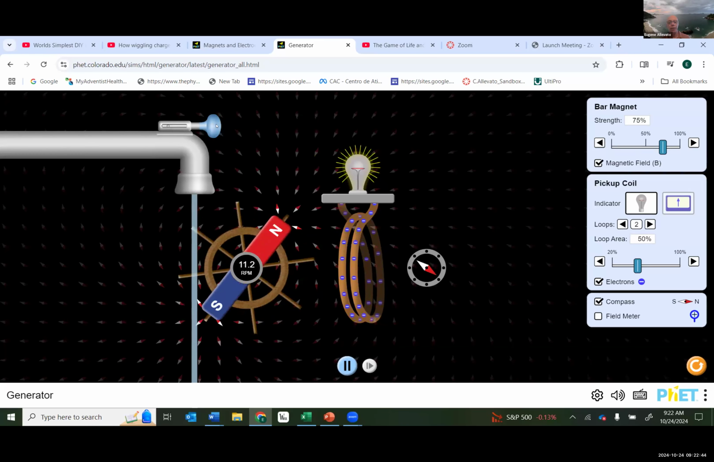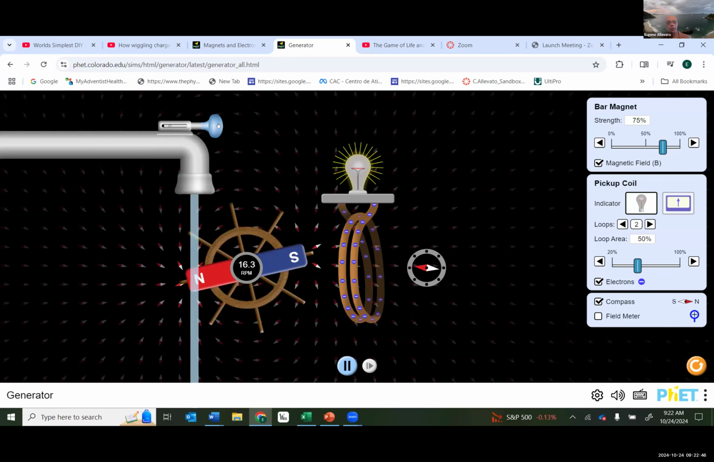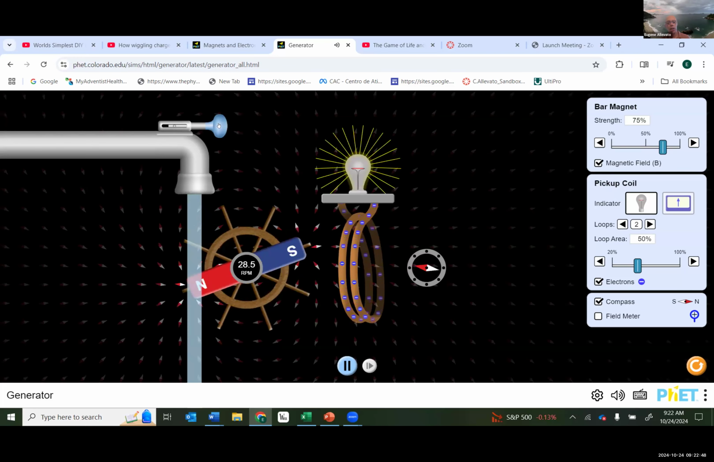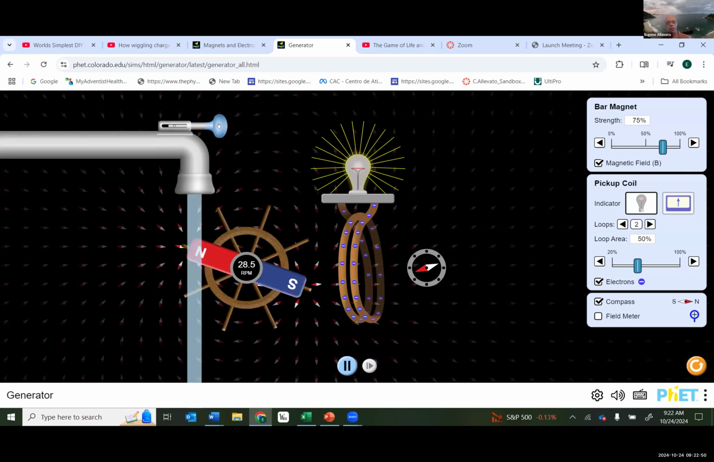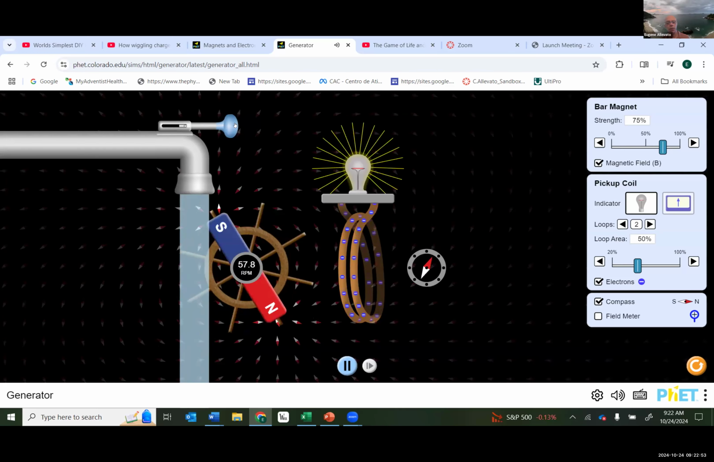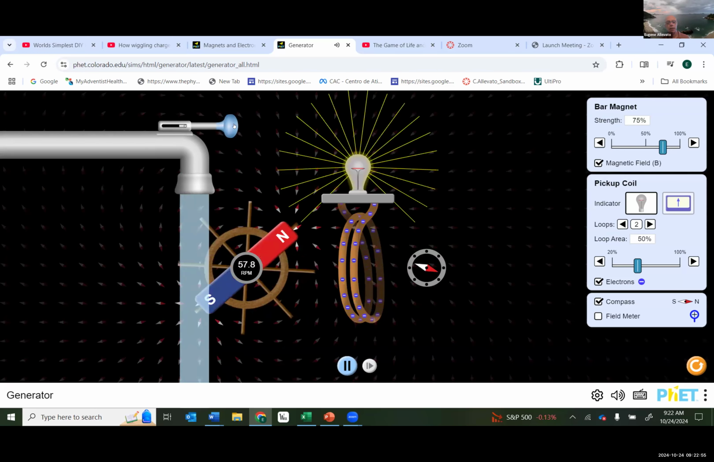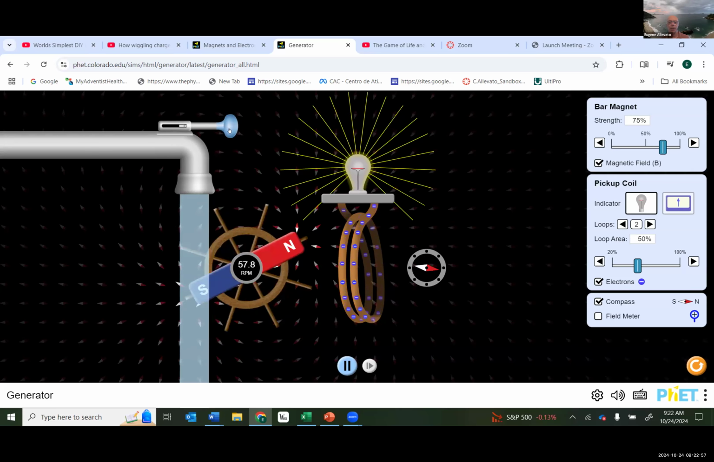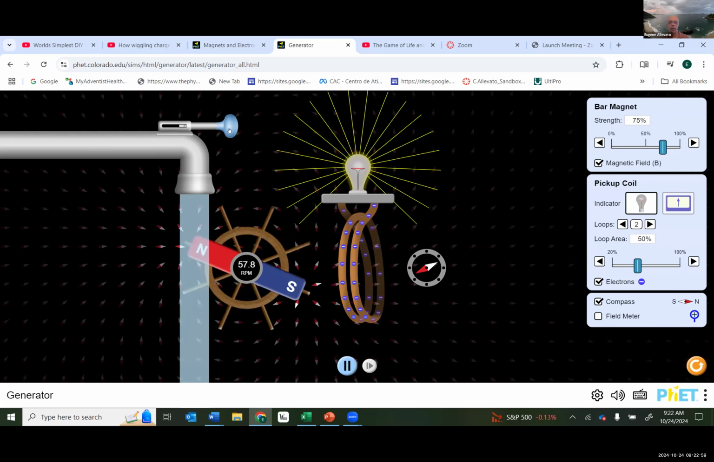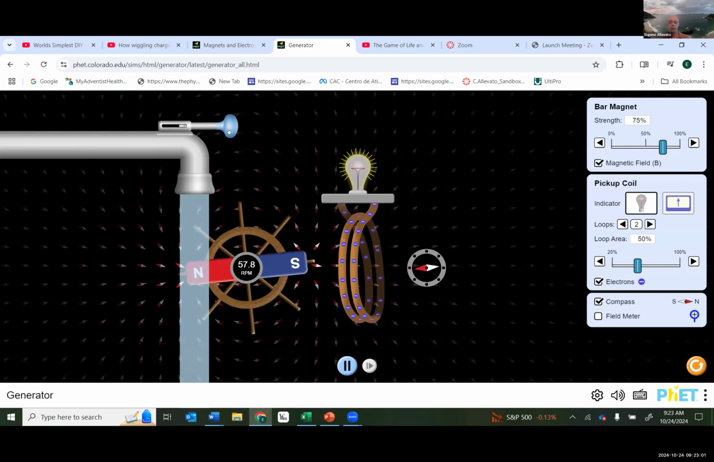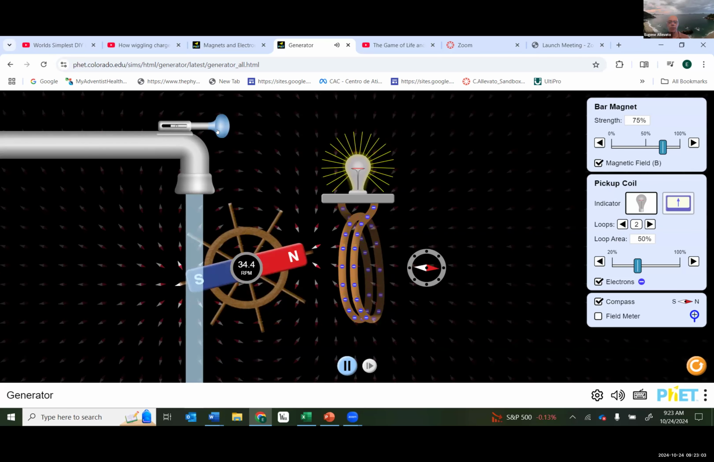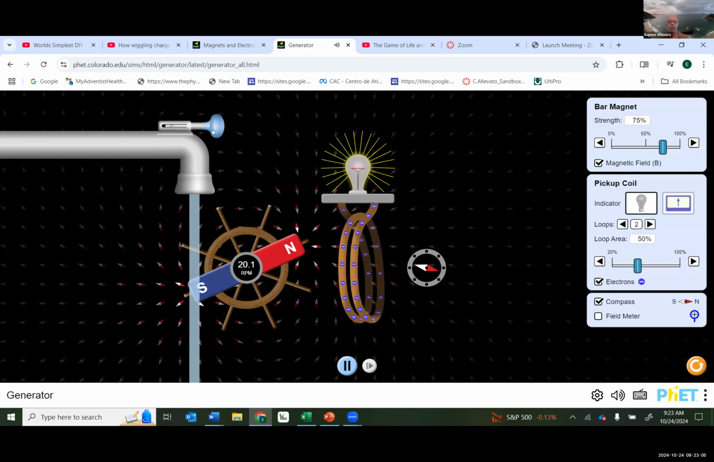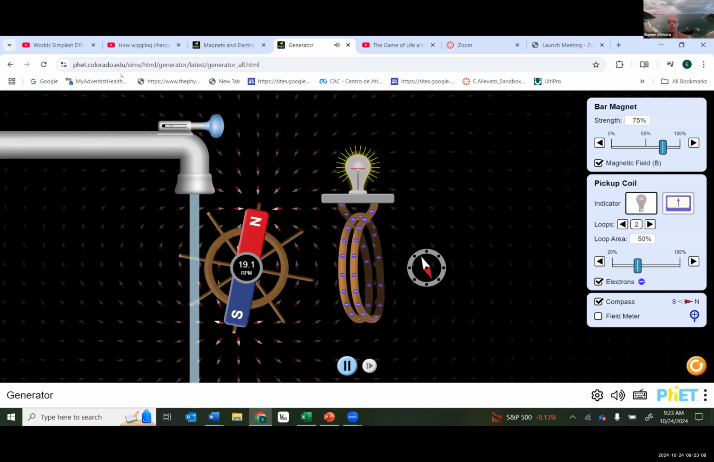So one thing I want to emphasize also is that if I increase now the motion here, you can see that the light is getting stronger, and that's something interesting to see: the increase in rotation increases the intensity of the light. If I reduce it, it reduces the intensity of the light.